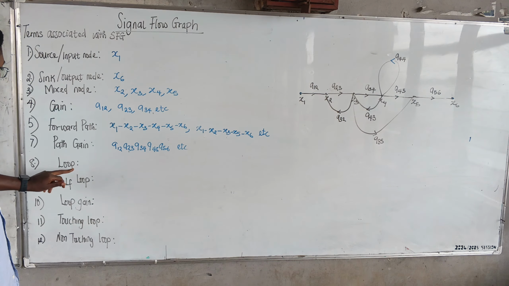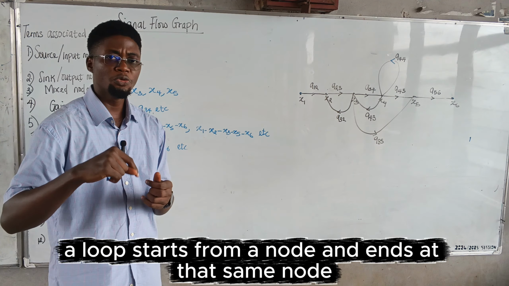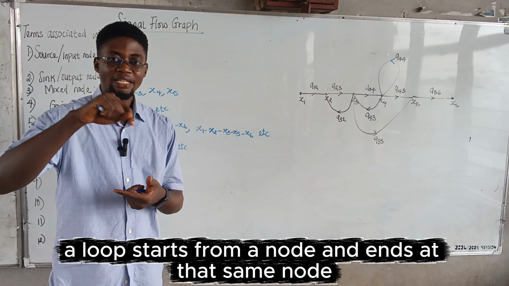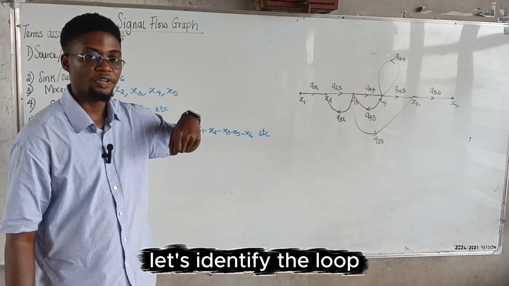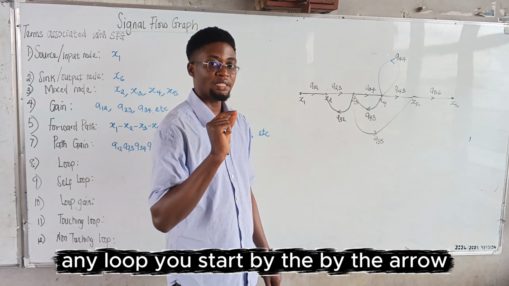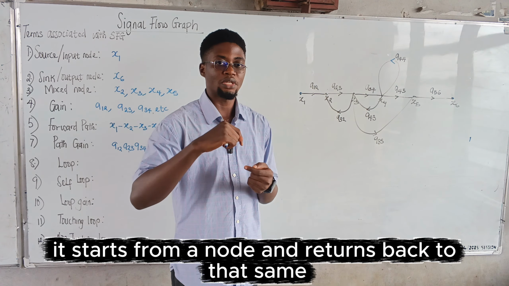So moving on, we have a loop. A loop starts from a node and ends at that same node. So if you look closely at this diagram, let's identify the loop. Any loop, you will know by the arrow. It starts from a node and returns back to that same node.